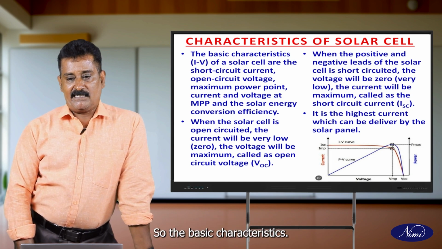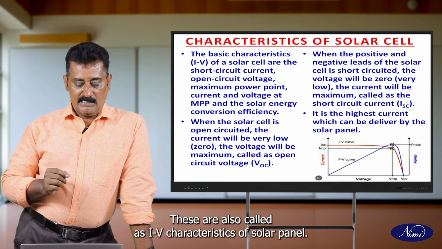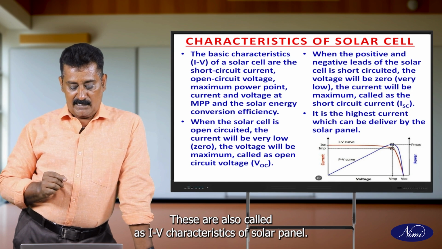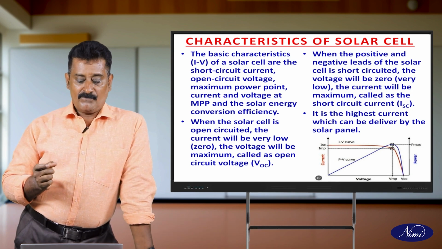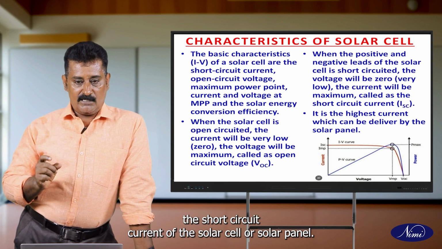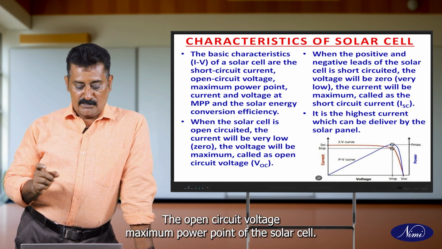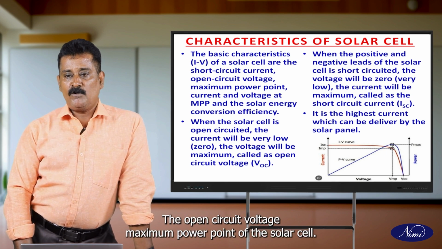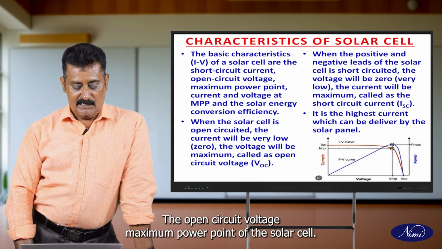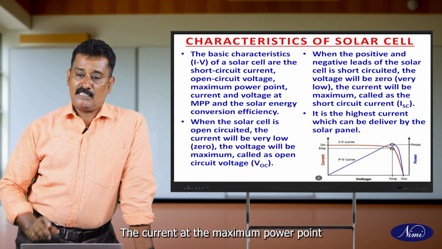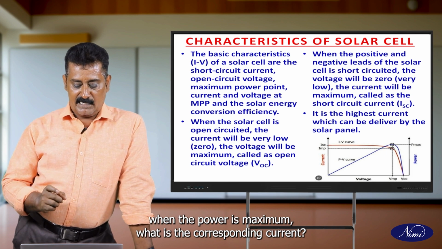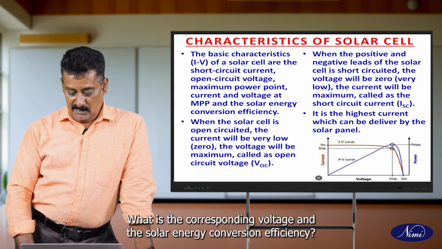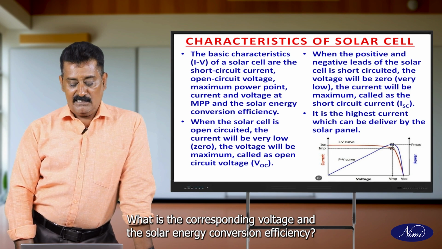The basic characteristics are also called the IV characteristics of the solar panel. From the IV characteristics, we are going to find out the short circuit current of the solar cell or solar panel, the open circuit voltage, the maximum power point of the solar cell, and the current at the maximum power point. When the power is maximum, what is the corresponding current, what is the corresponding voltage, and the solar energy conversion efficiency.